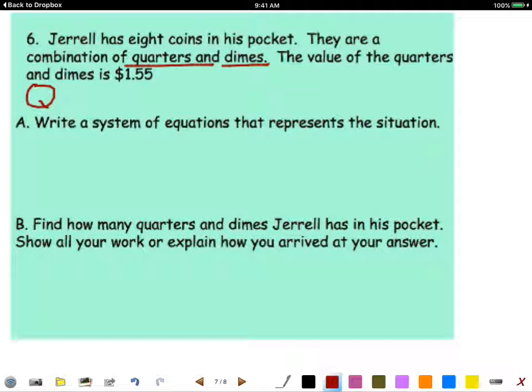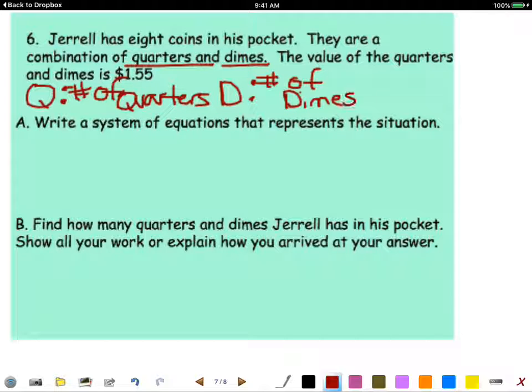Q and D. Q is going to represent the number of quarters, right? And D is going to represent the number of dimes. So we need 2 equations. Can somebody give me one equation? Q plus D equals 8, right? Because it says there's 8. That one's tricky. The number is spelled out. It's not actually typed. Q plus D equals 8.